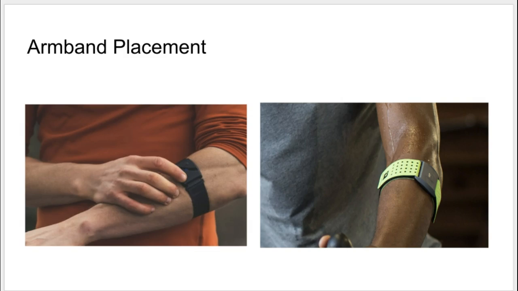In terms of students wearing the armbands, the vendor recommends that the outside of the armband, where it has that blinking light, should be facing out on the front side of the forearm, not on the inside of the forearm. It just allows for better communication between the WASP and the armband.